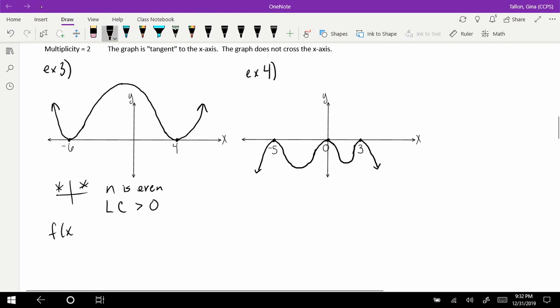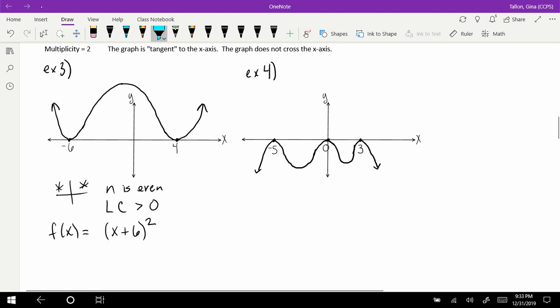Okay, let's go ahead and try and write our function. We have f of x equals, I don't need to worry about that negative sign like I did a few minutes ago because my leading coefficient is positive. I have a negative 6 as one of my roots. So if x equals negative 6 is a root, then x plus 6 has got to be one of the factors. And this has a multiplicity of 2 because I have a point of tangency.